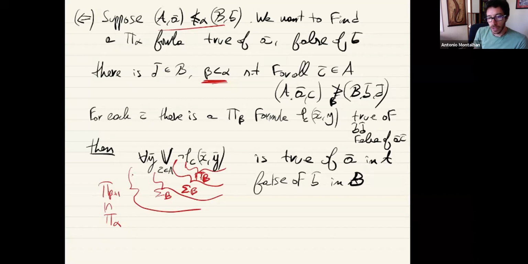One observation you can get from here is that if alpha is a limit ordinal and this is true, then there is a smaller ordinal such that this is true too, namely this beta plus 1. So the non-equality cannot happen for the first time at a limit ordinal; it has to happen below. That follows from here. Any questions?